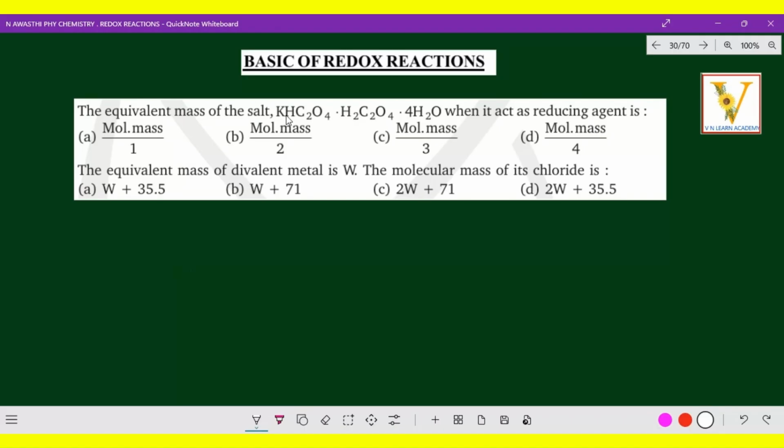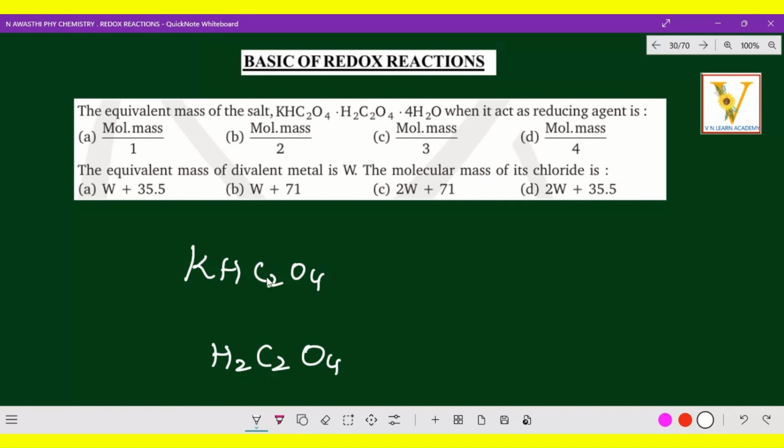Equivalent mass of the salt KHC2O4, H2C2O4, 4H2O, when it acts as a reducing agent. This question is also interesting and important, an indirect question. So here KHC2O4 and here H2C2O4.